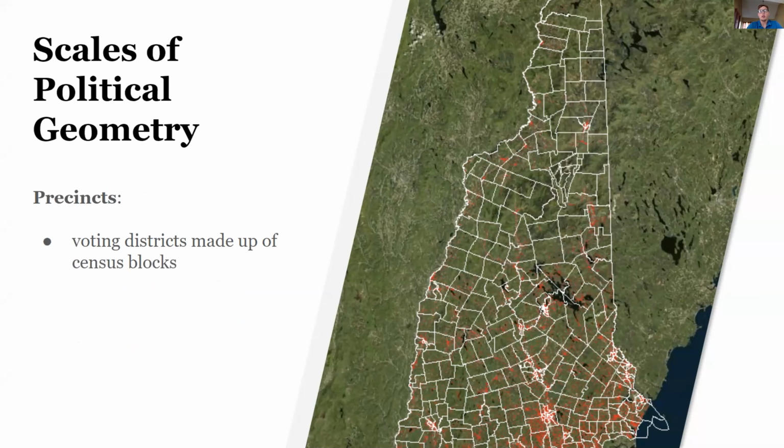The most important scale of political geometry in our project overall is a precinct. It's a voting district made up of census blocks. These are all the precincts in New Hampshire, and this is where the voting takes place, where we get all the important information about the voting and where partisanship plays a role. Basically it's the foundation for all our work on gerrymandering.